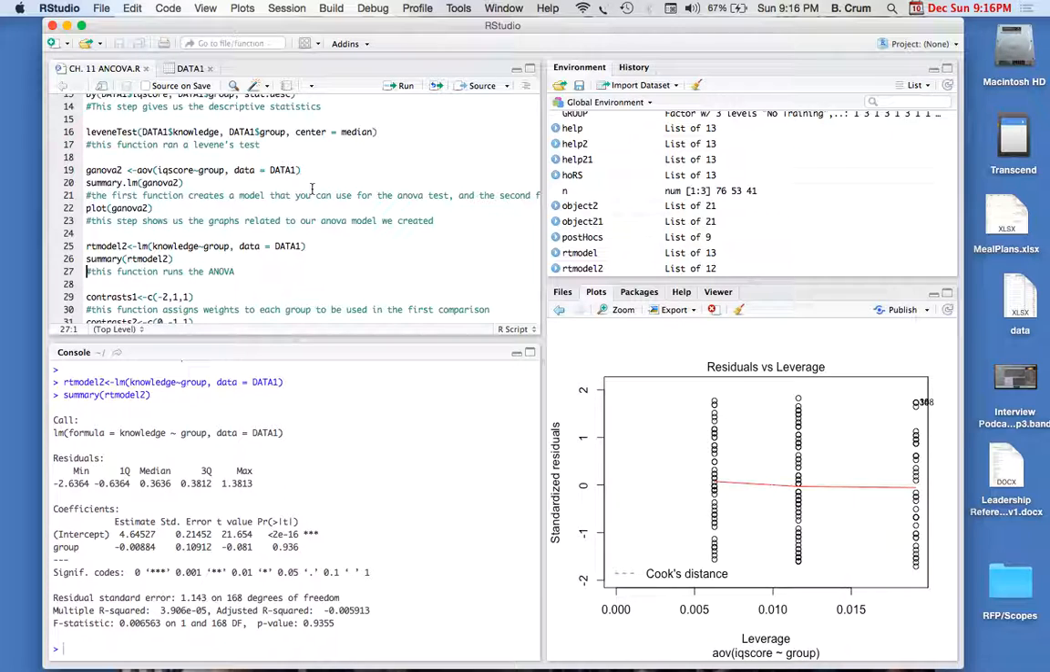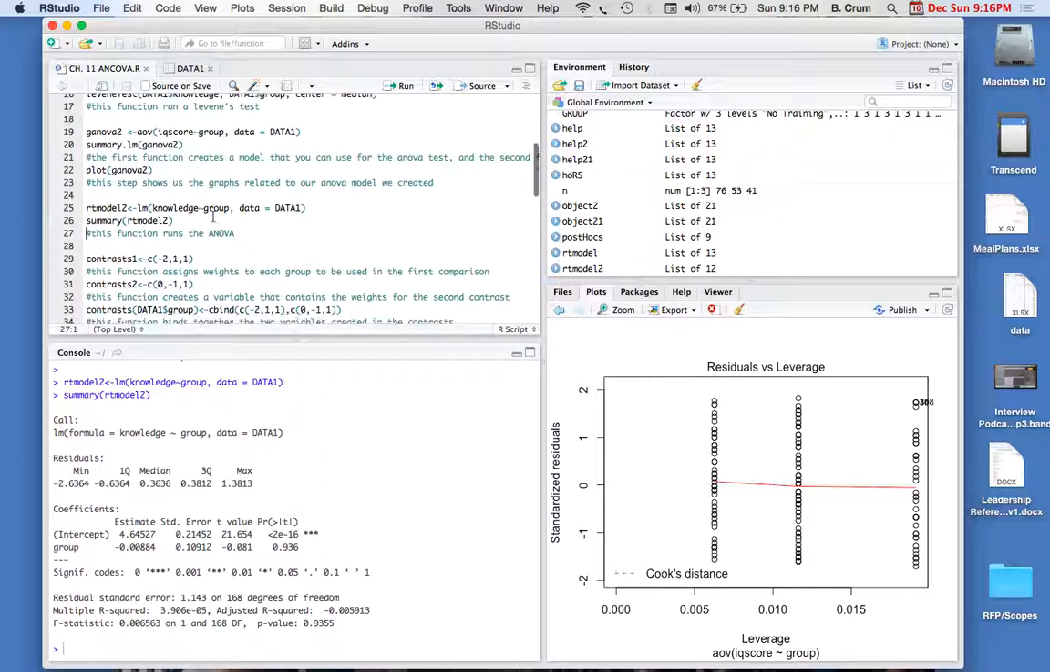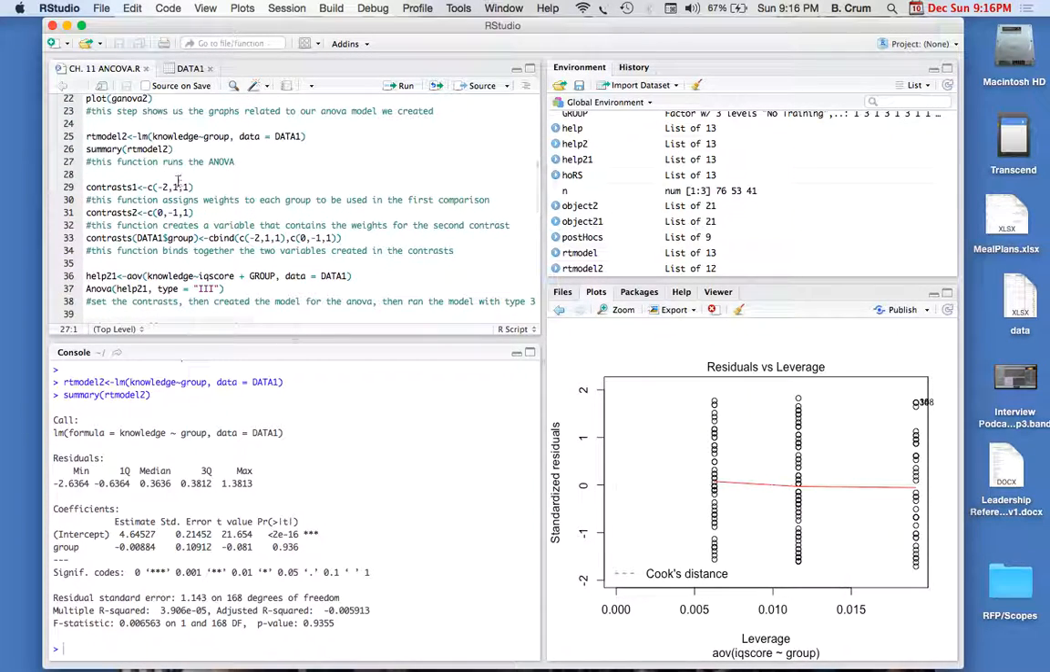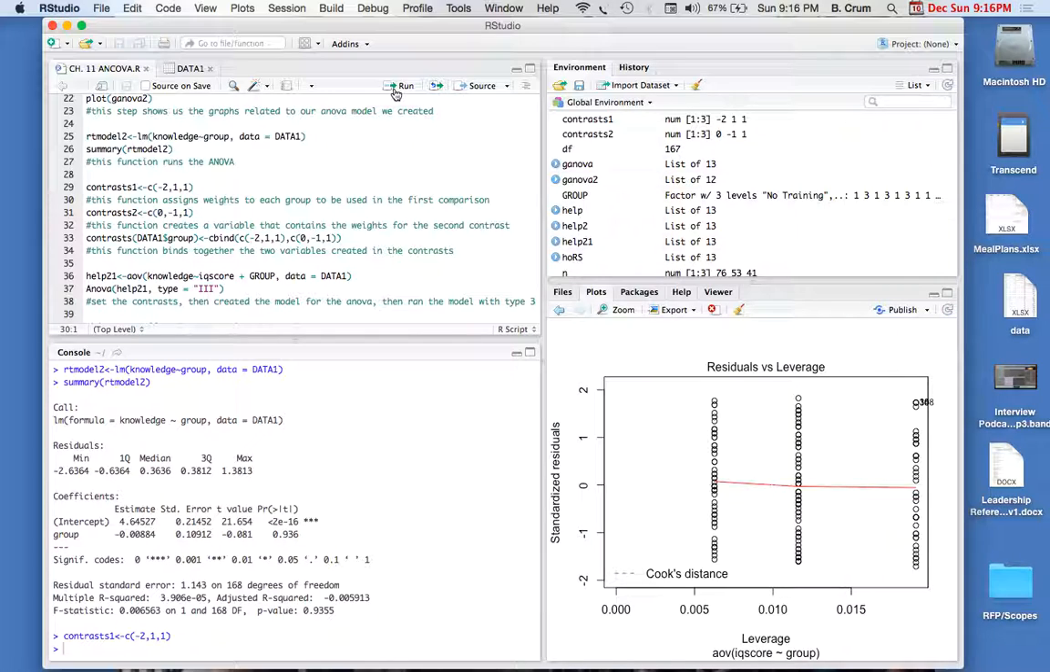So, I must assign the weights to the first comparison. In the first comparison, I am comparing chunk 1, which consists of the experimental groups, group 2 and 3, against chunk 2, which consists of the placebo group, group 1. One chunk must be assigned positive weights and the other assigned negative weights, so chunk 1 was assigned positive weights while chunk 2 is assigned a negative weight.